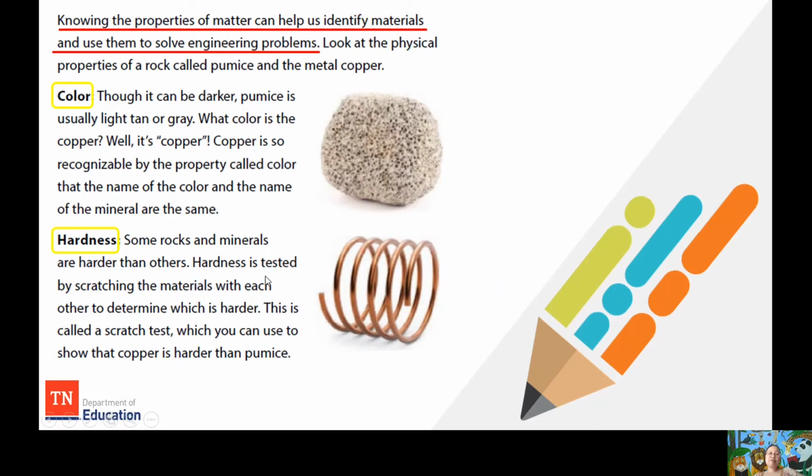Hardness. Some rocks and minerals are harder than others. Hardness is tested by scratching the materials with each other to determine which is harder. This is called a scratch test, which you can use to show that copper is harder than pumice.